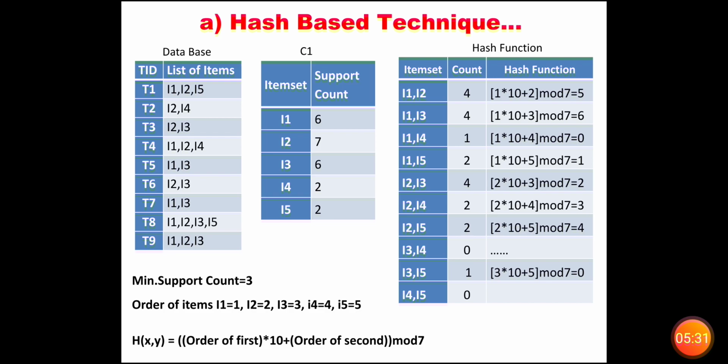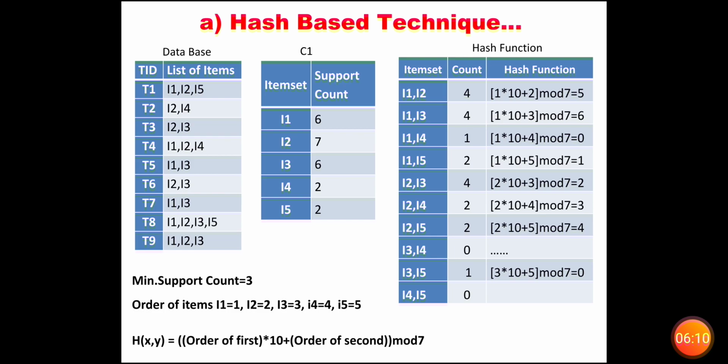Next, the hash function is going to be implemented. Before going for the hash function, we must know the order of items. The order of items is given as: I1 equals 1, I2 equals 2, I3 equals 3, I4 equals 4, and I5 equals 5. This order should be maintained over here, and the minimum support count is 3.